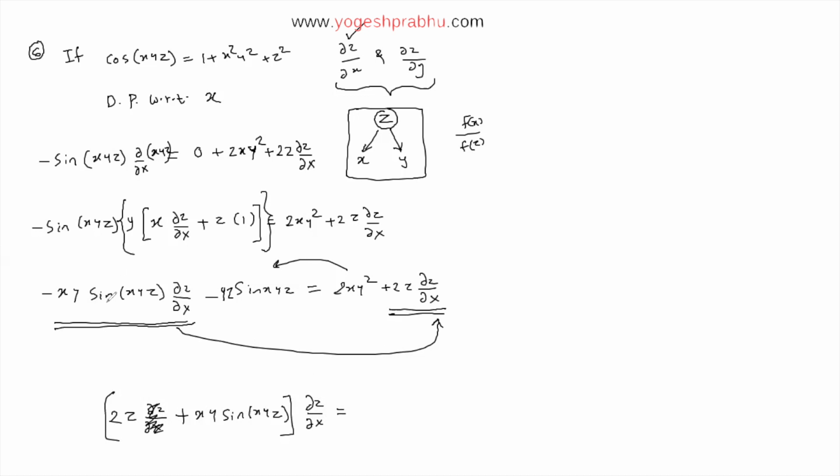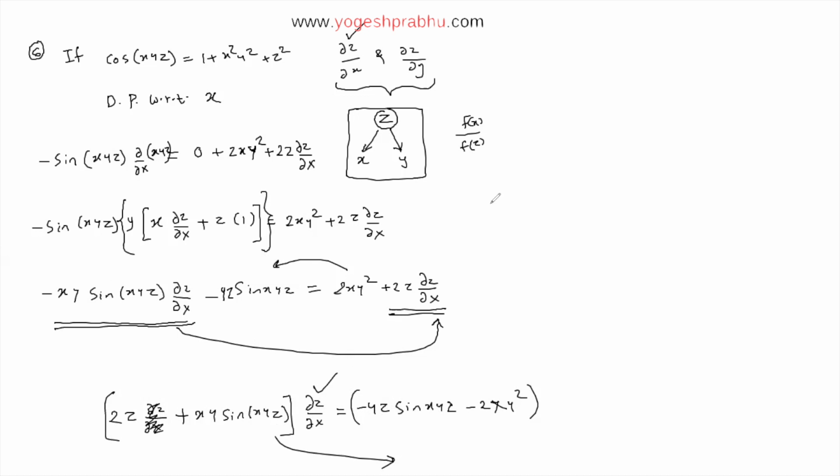So I took this term on this side, so I'll take this term on the other side. So it will be minus yz sine xyz minus 2xy square. Now this goes in the denominator and you get the answer.